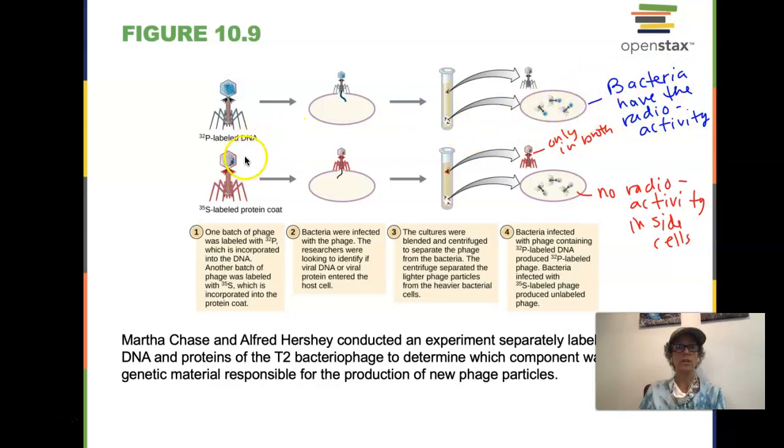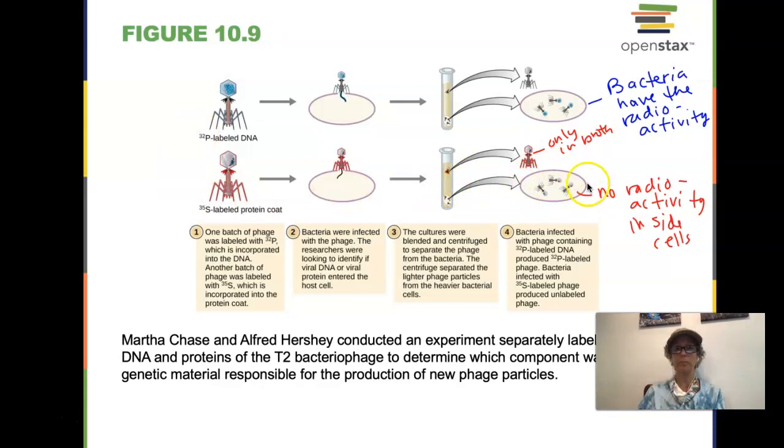When they looked at the sulfur-labeled phage, it still injects its DNA. They allow the infection to happen, they mix it up, they blend it, and the bacteria had no radioactivity, but the broth at the top, which would have the lightweight assembled viruses, had the radioactivity. So the genetic material enters the cell, and even though there's viruses in the cell, we can find that radioactivity inside the cells that are the heavier particles that sink. When the protein is radioactive, we see no radioactivity in those heavier cells.